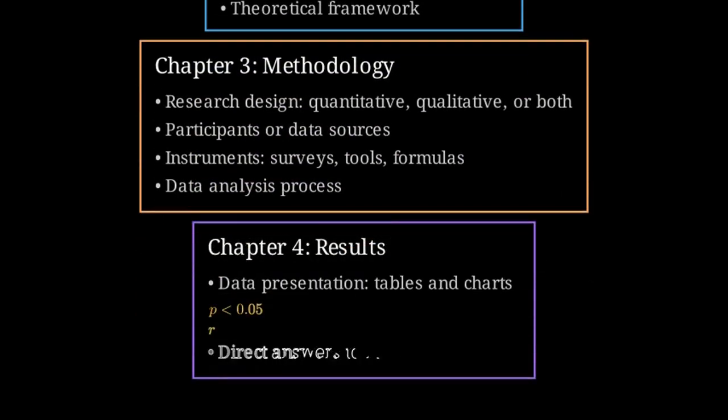Chapter 4 is results. This is just the facts. You present data using tables, charts, and graphs. You may show statistical findings like p less than 0.05 or correlation coefficient r.